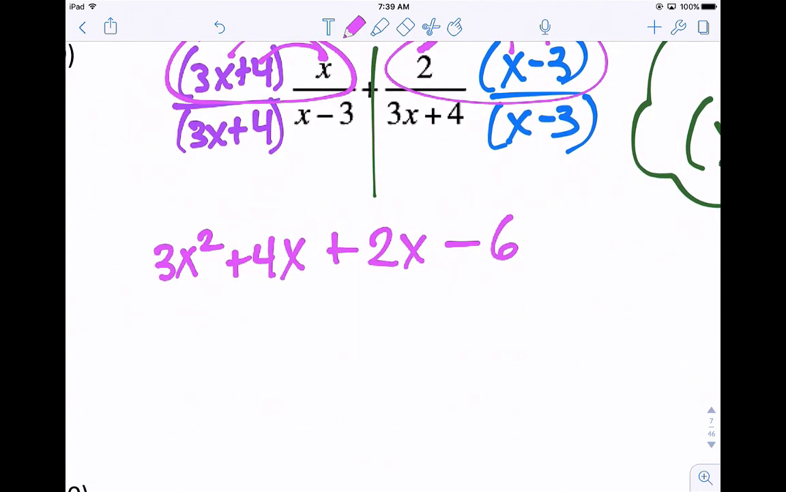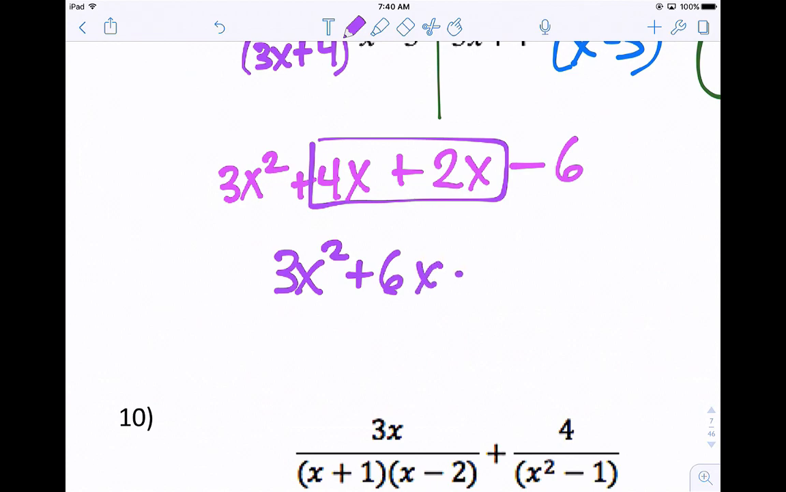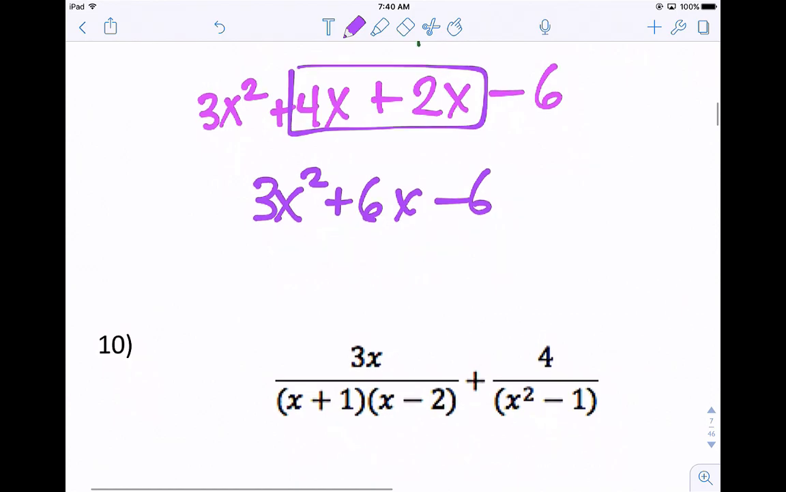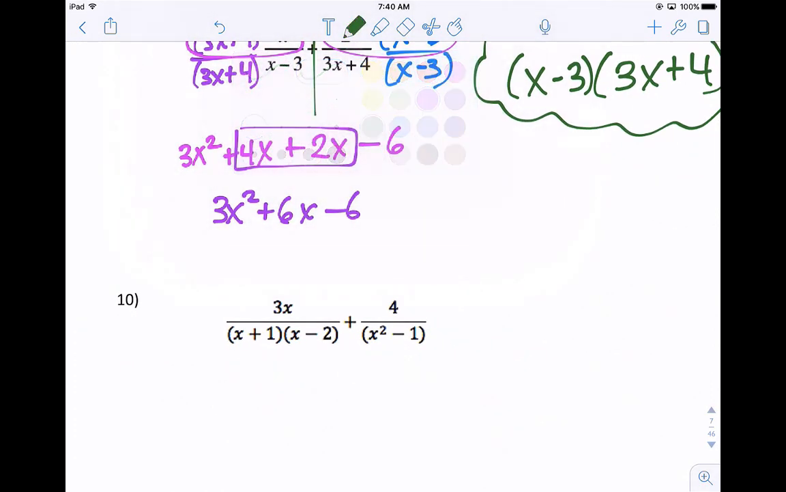So again, once you have the LCD on the bottom, you just look at the top, you distribute. Now we're going to combine like terms and put it in standard form. So we have 3x squared, the highest exponent comes first. We're going to combine our x's, and then we have our minus 6 at the end. So there's the numerator, and the denominator is the LCD, which we got in step 2. So we're just going to stick that all over x minus 3, 3x plus 4.